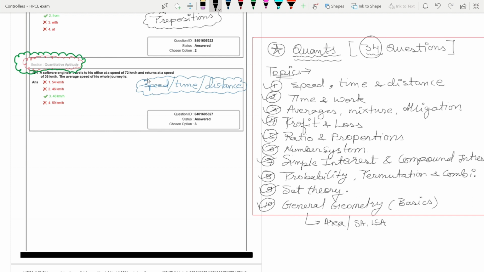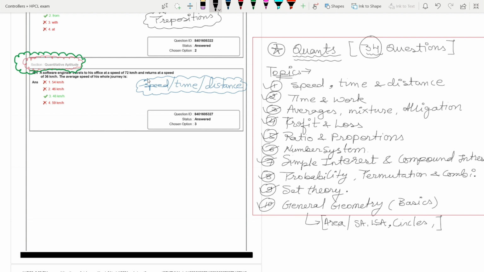In geometry you can say area, surface area, lateral surface area, circles, and various other elements like triangle, rectangle, all those things. The first question itself is from speed, time, distance. You can just pause the video and see what the questions are and what the level of the questions asked in quantitative aptitude is.